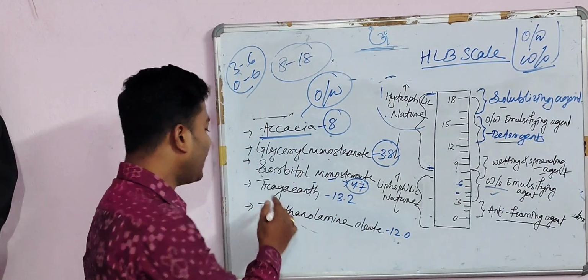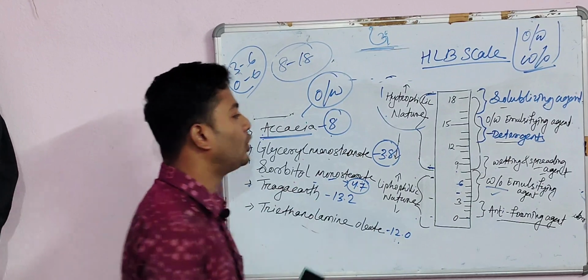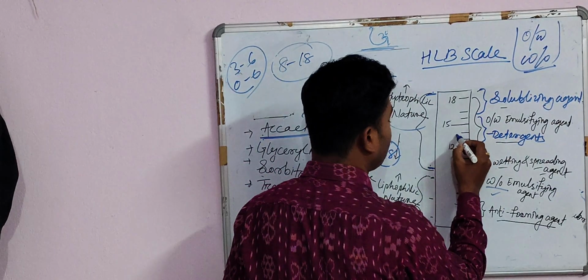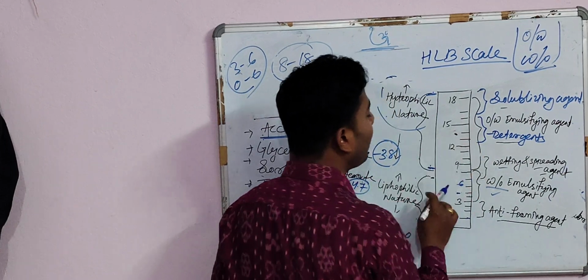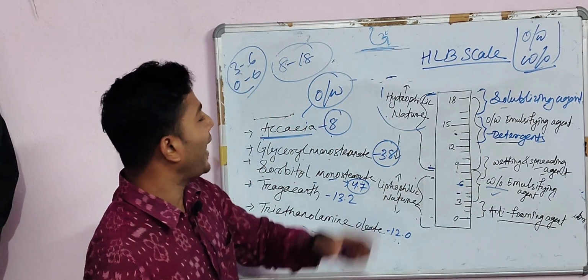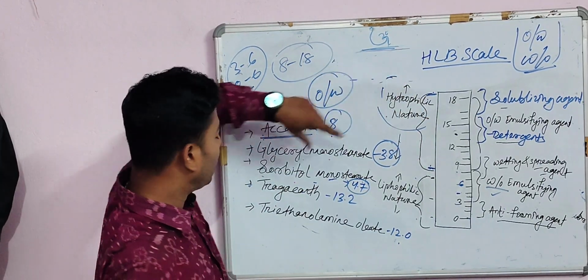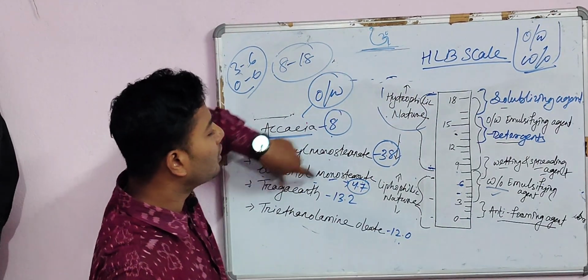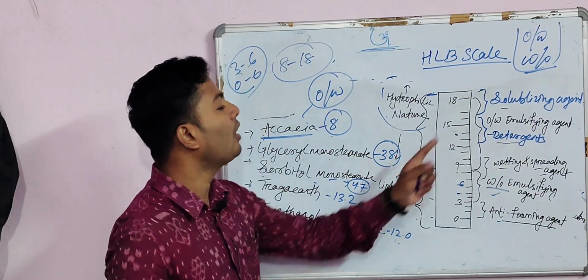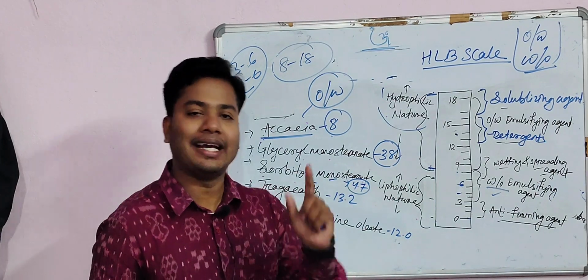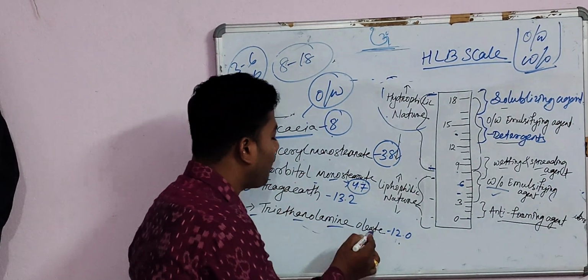Here, next one is tragacanth, 13.2. Tragacanth 13.2. That means this part, or this part. And all of you know 8 to 18 shows the hydrophilic nature. That means tragacanth is an O by W type of emulsifying agent. And when you have to prepare an O by W type of emulsion, at that time you have to choose tragacanth. Next one is triethanolamine oleate.